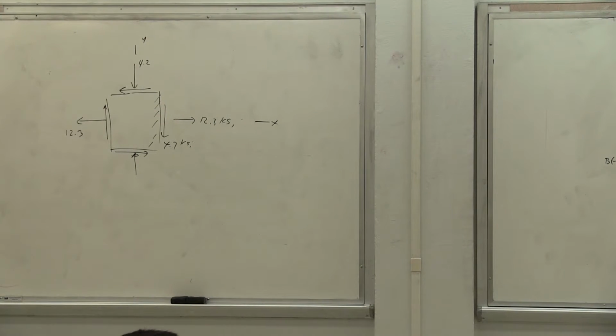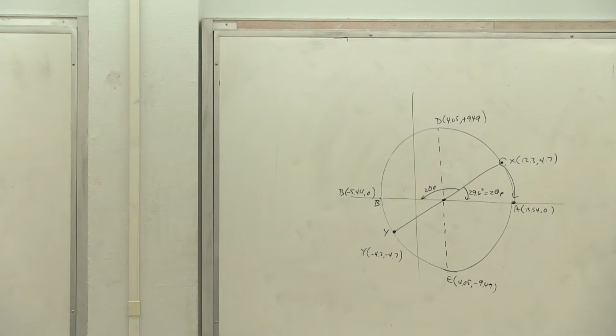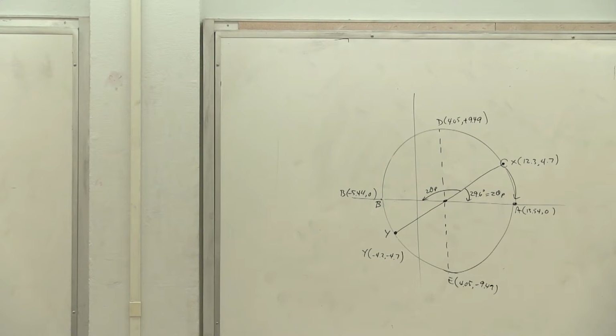Is that correct or not? Yes? Which was sigma x. And then we had a sigma y of 4.2. Is that correct or negative? Because that was the compression stress.